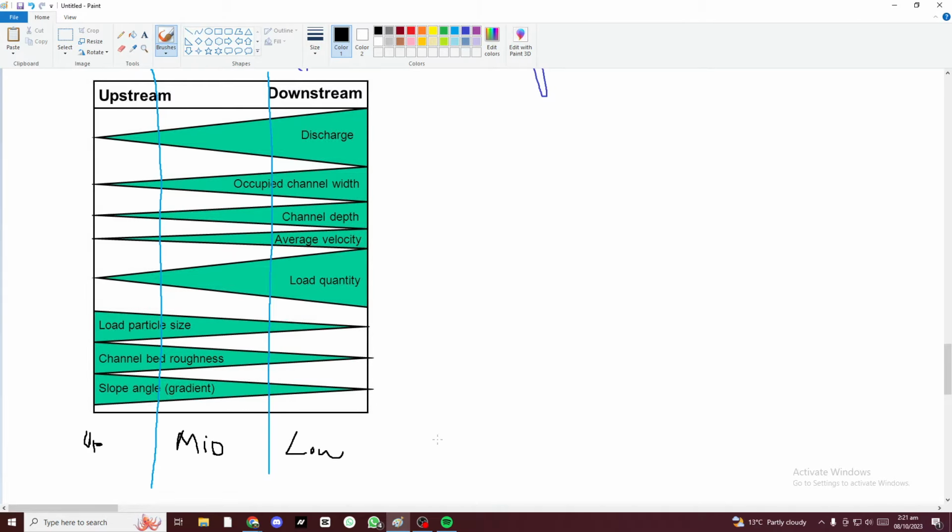I wouldn't say that the velocity is low, but I would say that this is the quickest part of the river. This goes against what I just said about average velocity being lowest, but because there is a lot of power in this water and the water is very steep, the load particle size is greatest.